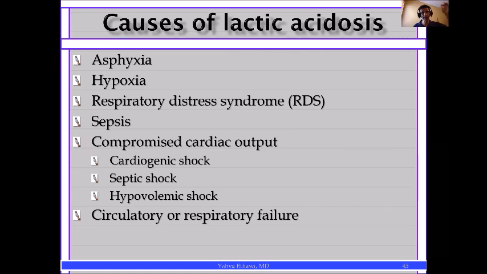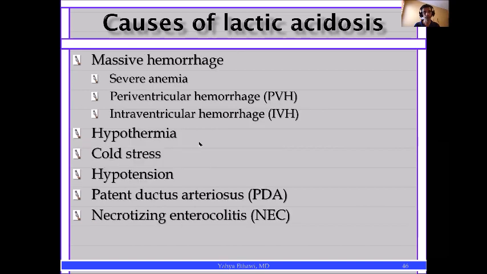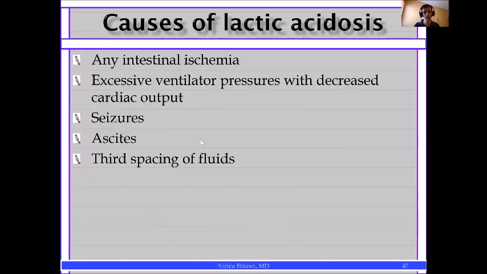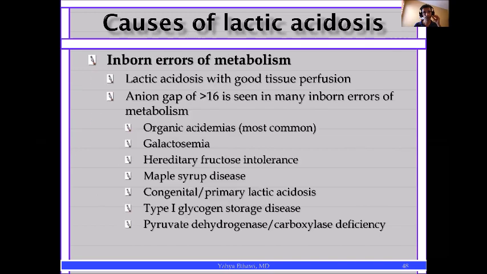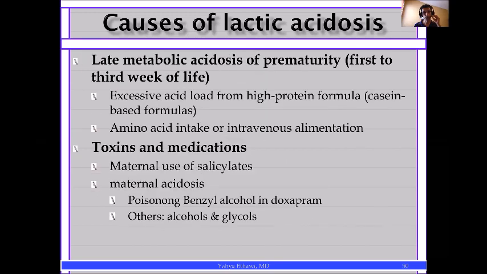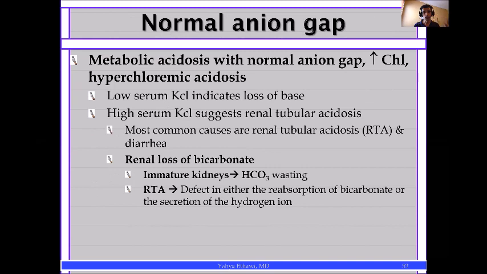So when you have a lactic acidosis, it can be primary due to a metabolic problem, or it can be secondary to asphyxia or hypoxia, or RDS or sepsis, or whatever the reason. And it can also be due to various other reasons. I'm not going to go through the list. And you have normal anion gap. And again, with normal anion gap, you are not adding anything to the system to cause a higher anion gap, and you're not taking anything from the system to cause a low anion gap.